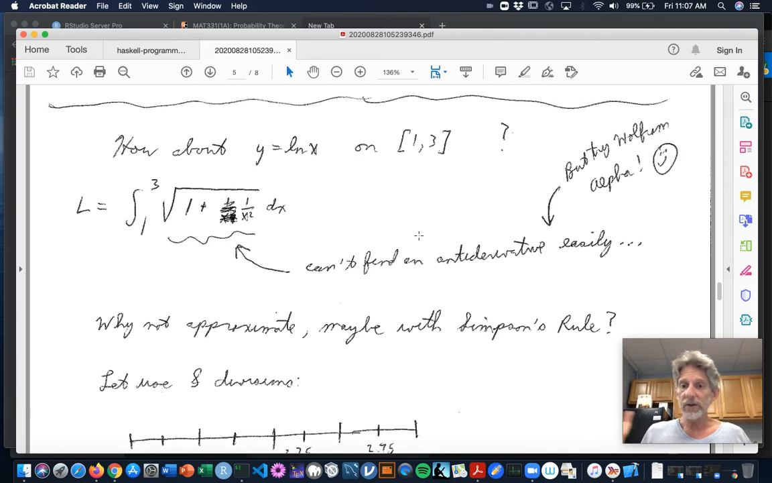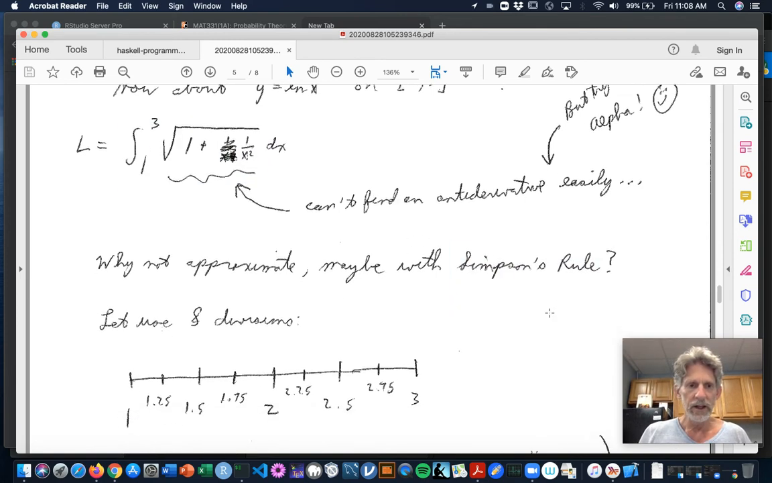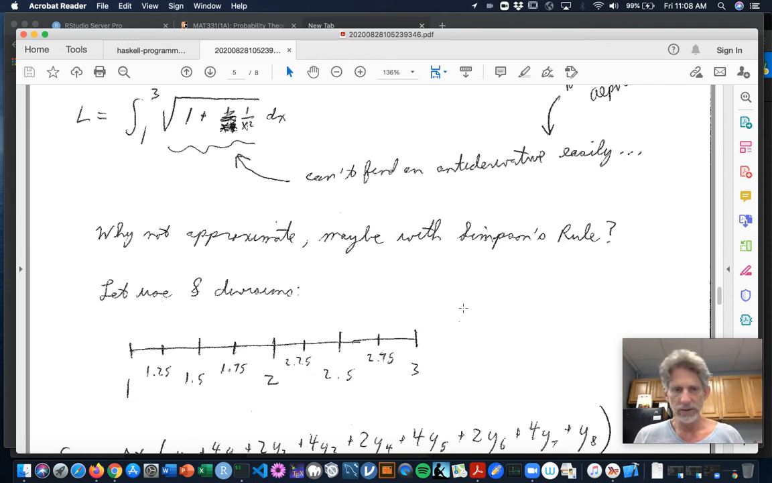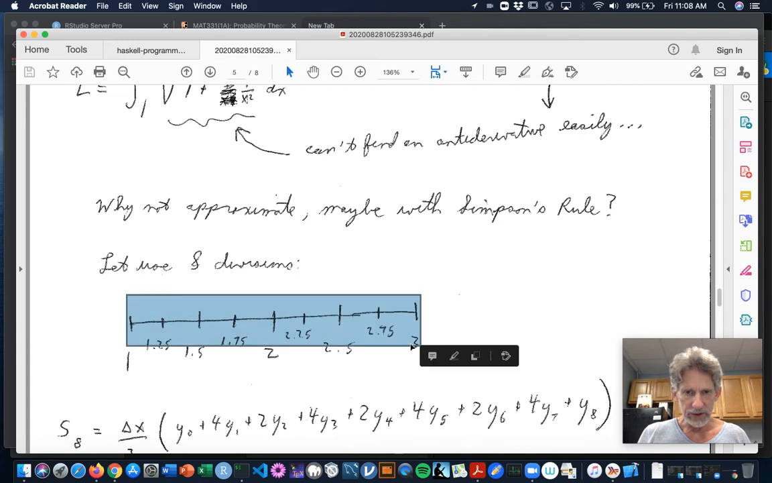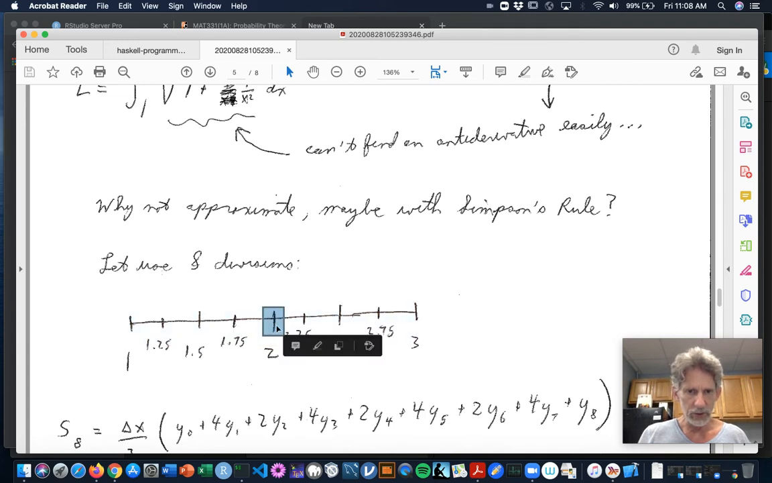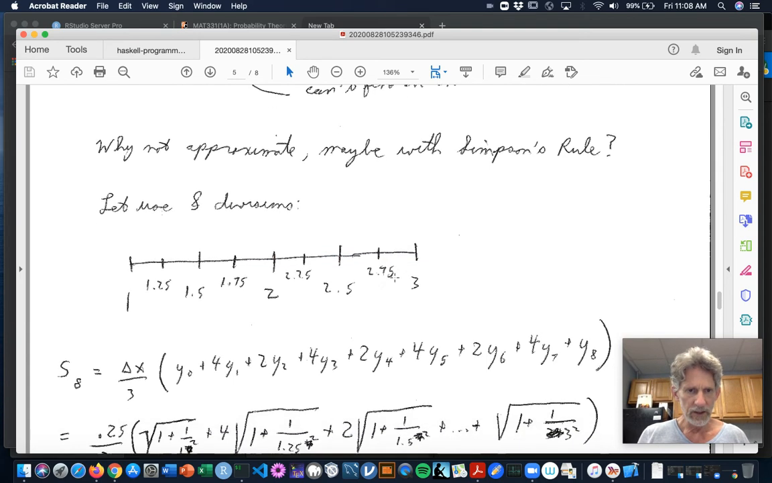You can always just approximate using one of the methods we've learned. Like let's approximate this definite integral with Simpson's rule. How about that? And let's just use 8 divisions, okay? So if I'm going from 1 to 3 with 8 divisions, I'll cut it to 2 for 2 divisions. I'll cut each of those cuts for 4 divisions, and I'll cut each of those cuts. And I end up with these 8 divisions.